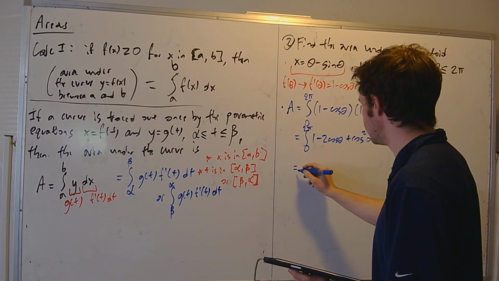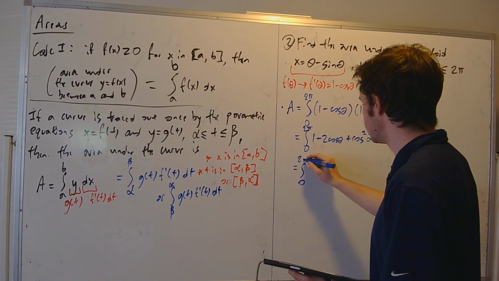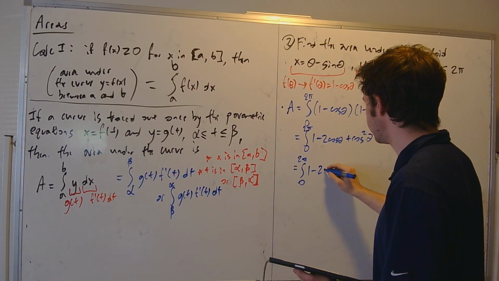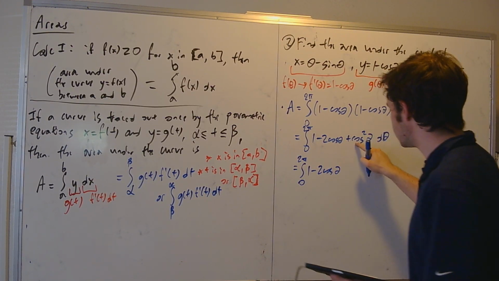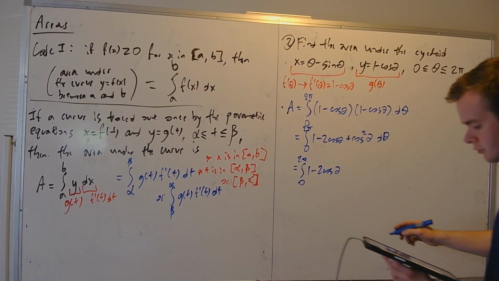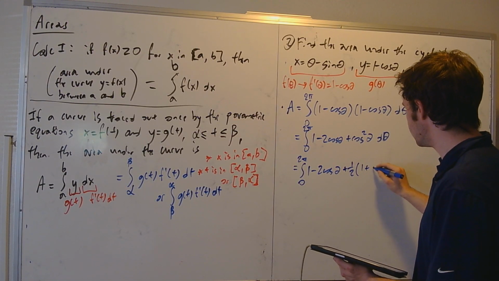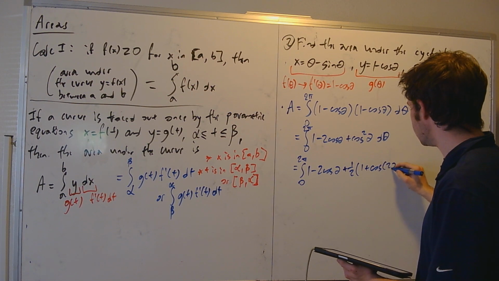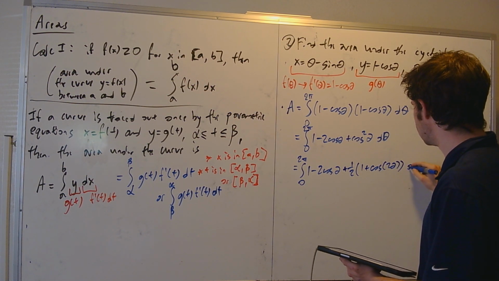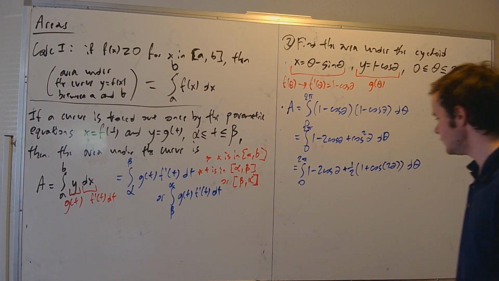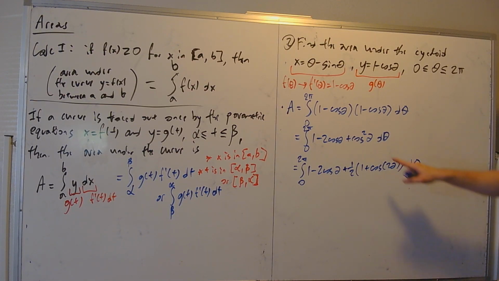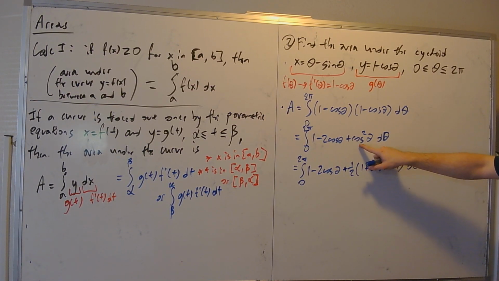Double angle formula. That's what I meant to say. So using the double angle formula, what we can replace cosine squared theta with is 1/2 of 1 plus cosine of 2 theta d theta. Right, so that's our double angle formula. The way we get rid of this is just replacing cosine squared theta with this thing here.